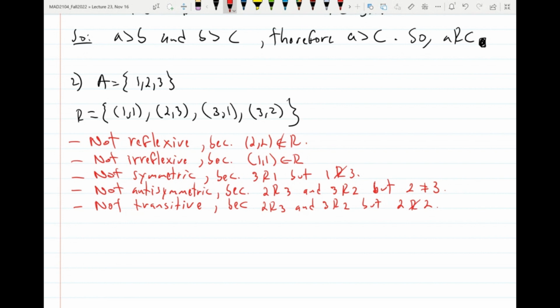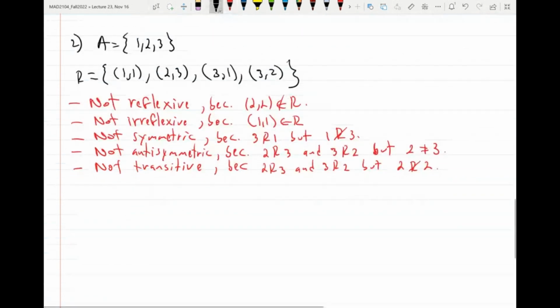Can we make it transitive? So how? What do we need to add to make it transitive? So we need to throw in a 2, 2. Yes? Let's see. Because I think this is helpful seeing it. So we need to throw in a 2, 2. So I'm gonna put a T here for transitive.